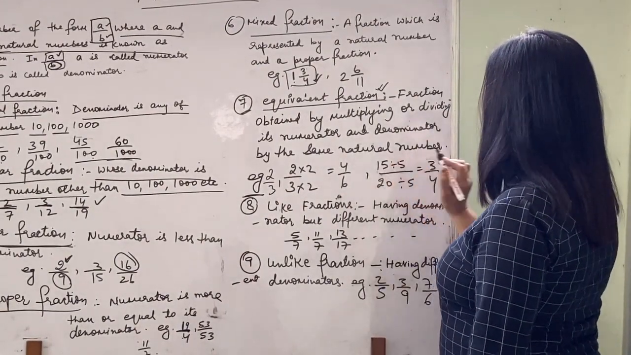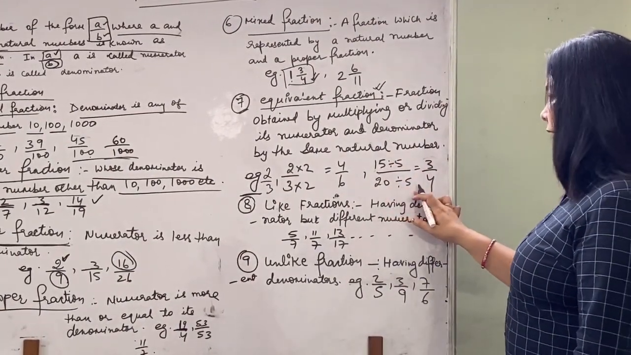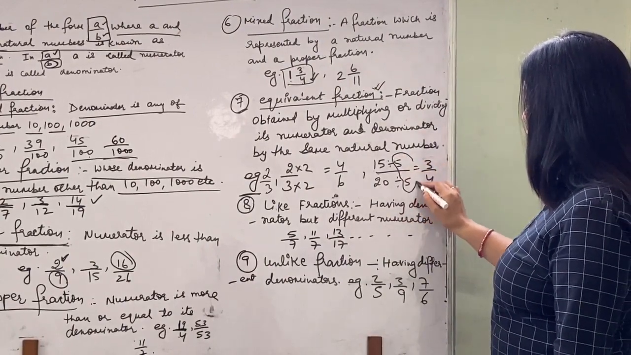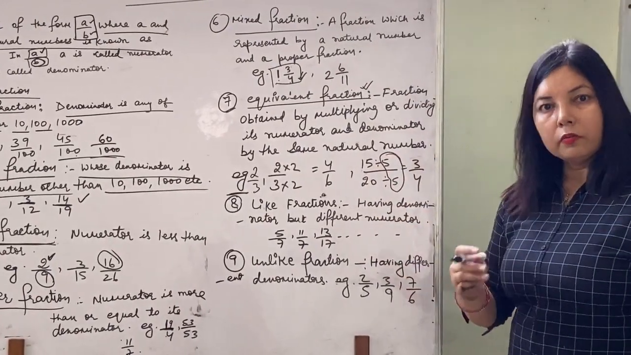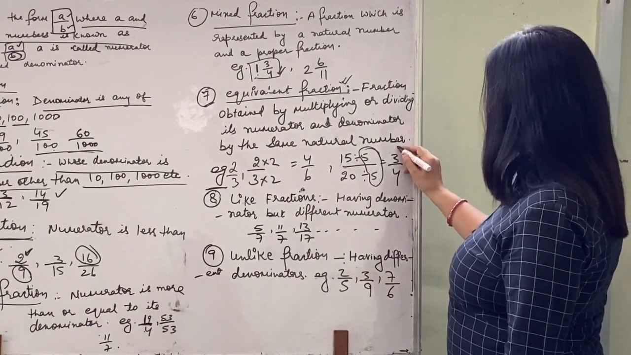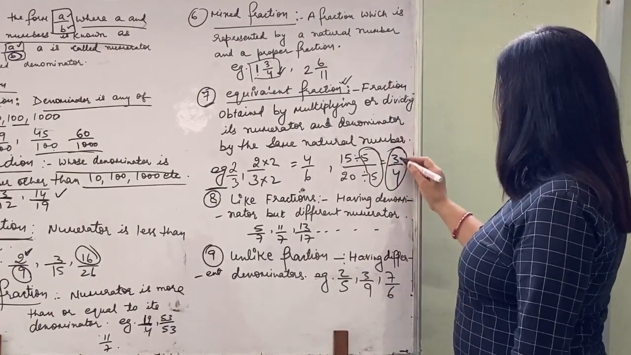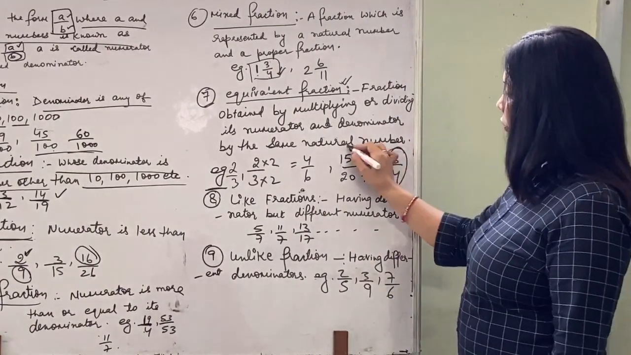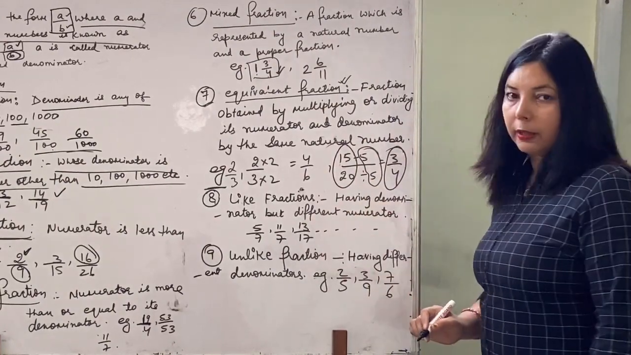Now 15 divided by 5 and 20 divided by 5. We have divided both the numerator and denominator by the same number. And what do we get here? 3 by 4. So 3 by 4 is the equivalent fraction of 15 by 20.